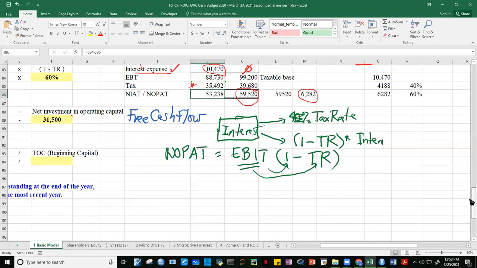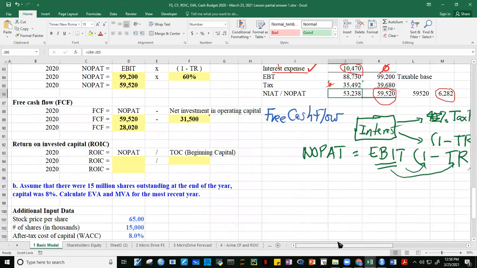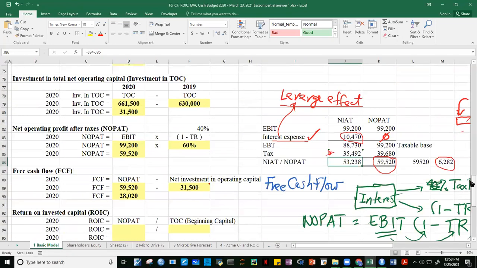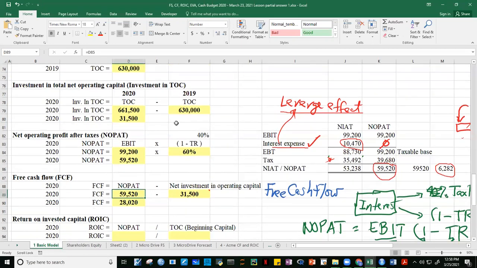Okay. So we said that in order to compute for the net operating profit after tax, it's just the same as your EBIT, then netted against the tax rate. So EBIT times 1 minus tax rate. That's how you compute for the NOPAT. So we were able to compute for NOPAT last time, and in this case it's 59,520. Okay. Then from your NOPAT, guys, we subtract the investments in TOC, which is this one.